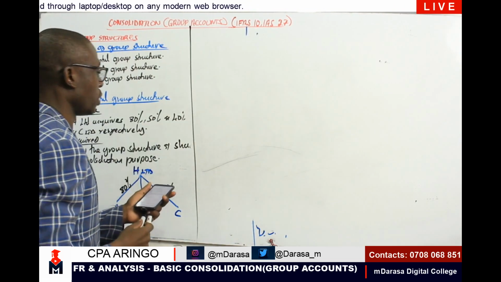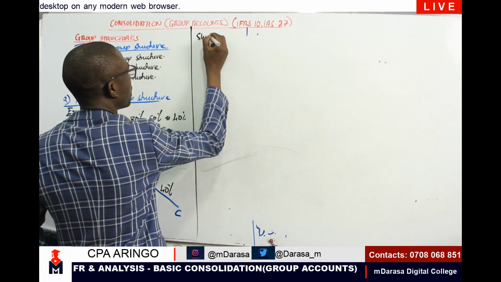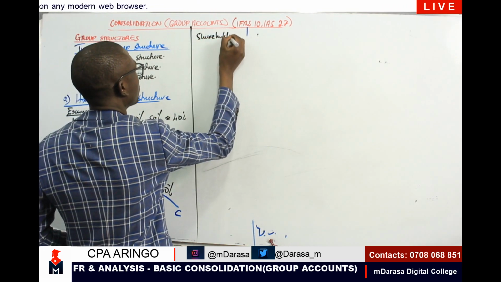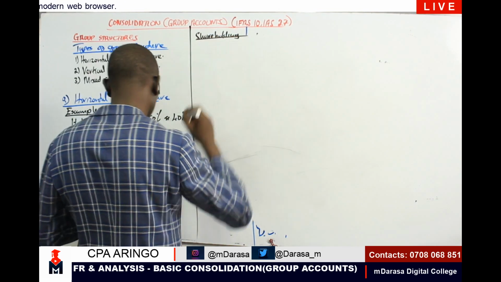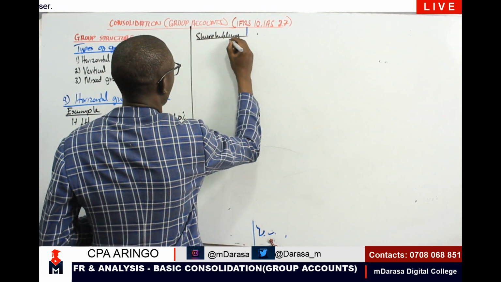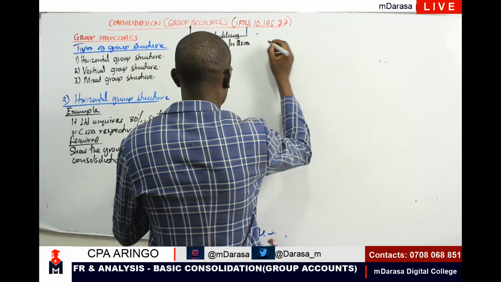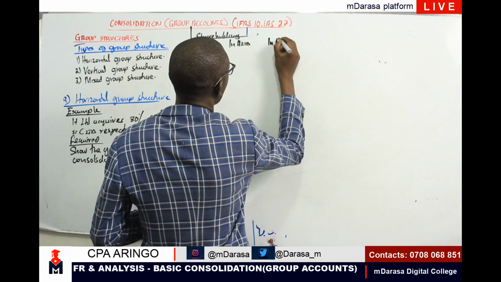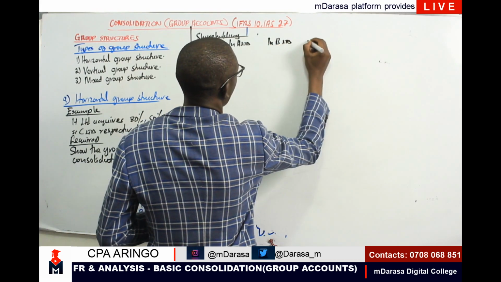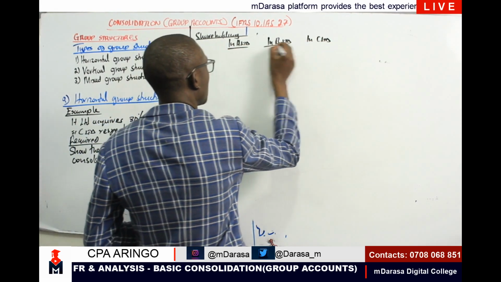So our shareholding, my good students, we should be talking on this case. I'm having shareholding here. For shareholding, we should be talking of whatever we are owning in A limited, whatever we are owning in B limited, and whatever we are owning in C limited. Okay? So this is what we do have.